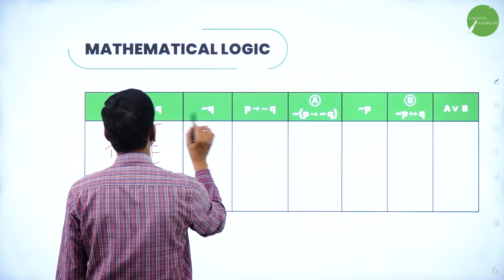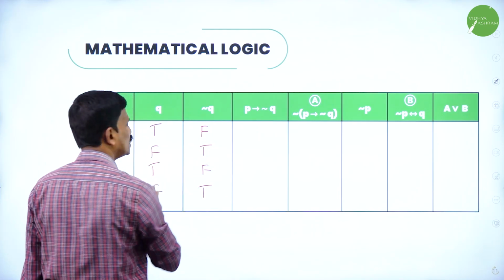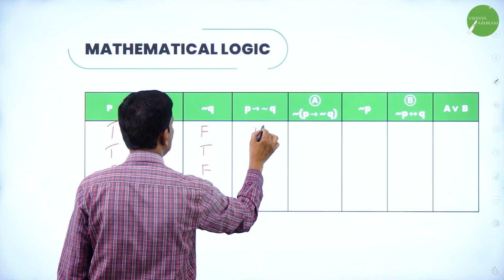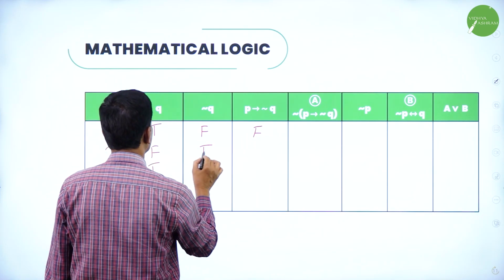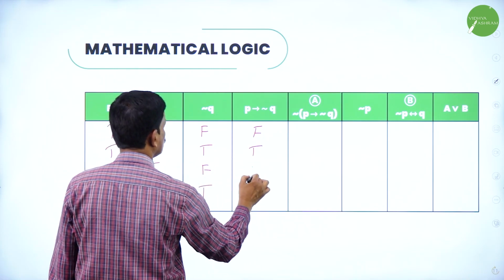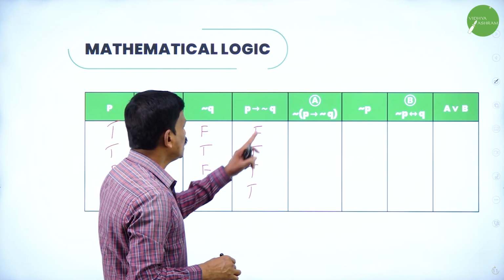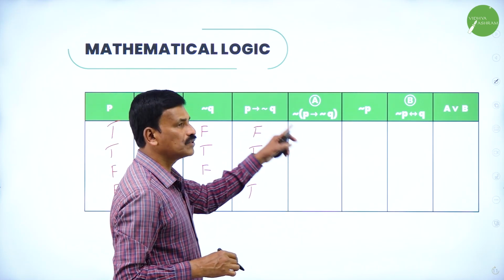Now conditional for these two, that is P and negation Q. Conditional means true and false is false, in all other cases it is true. True and false is false. True and true is true. False and true is also true. False and true is also true. Now the negation for P conditional to negation Q.